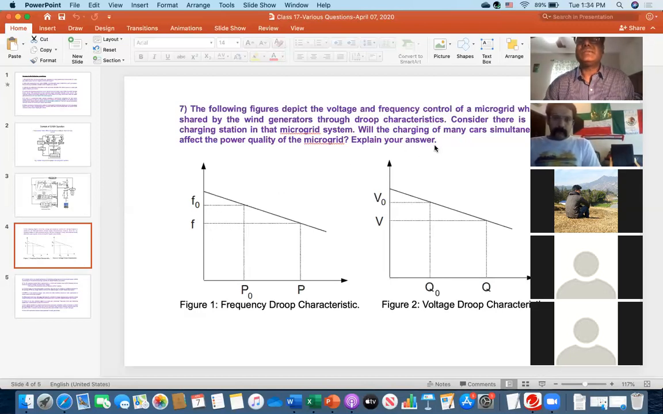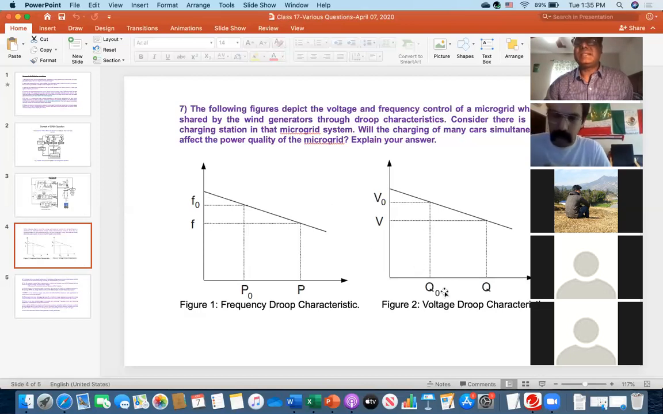So the question was, will the charging of many cars simultaneously affect the power quality? The answer is yes. And when I ask you to explain your answer, the explanation is that figure 1 shows the frequency droop characteristics. While you are charging cars, this means the cars are drawing huge real power because there are many cars. So it is drawing real power, and consequently, frequency will drop.